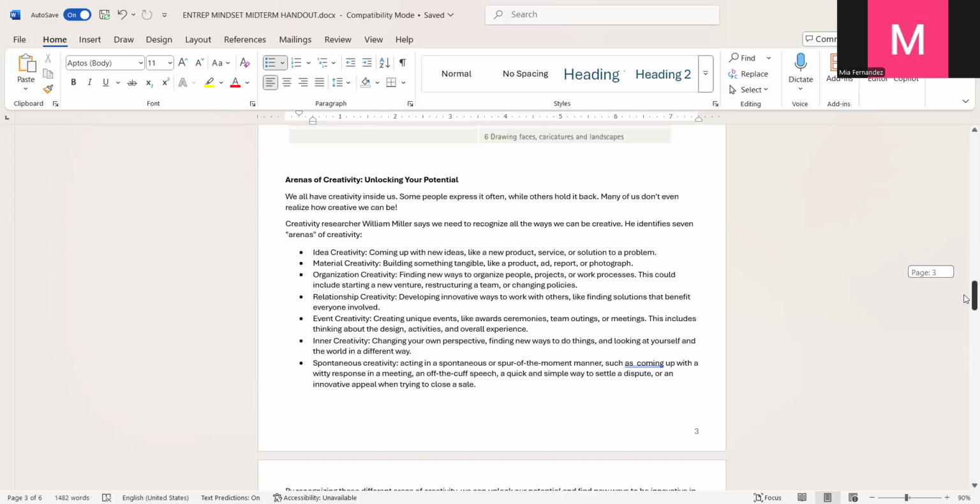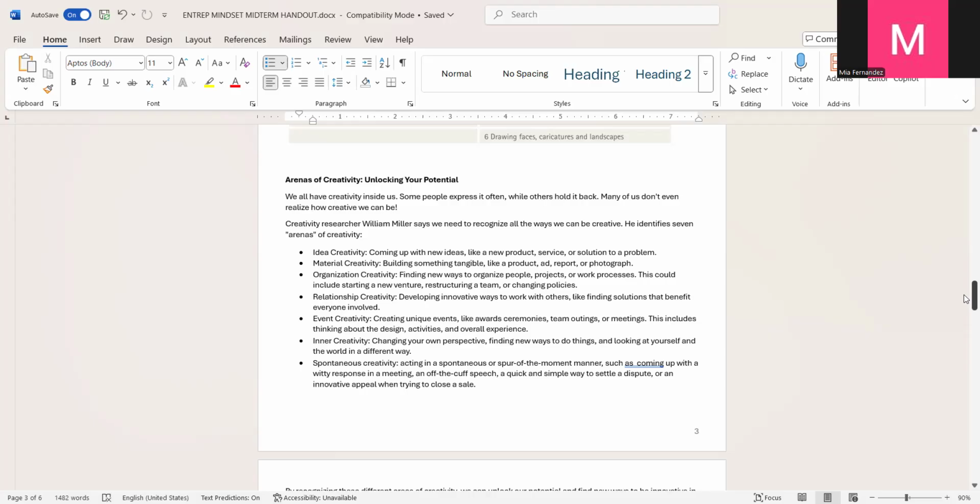Areas of creativity, unlocking your potential. Some people express it often while others hold it back. Many of us don't even realize how creative we can be. According to the research, according to William Miller, we need to recognize all the ways we can be creative. He has identified 7 arenas.